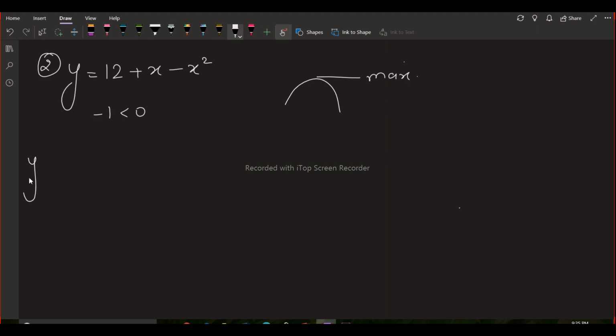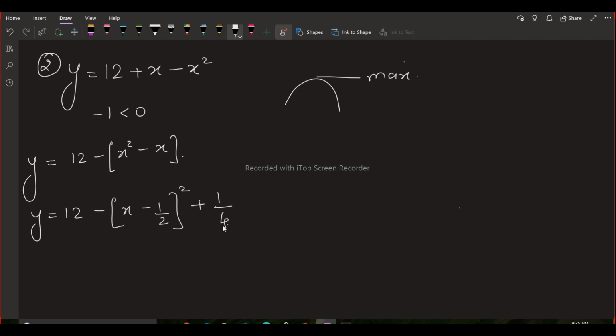So again what you'll do is try to complete the square. I'll write this as 12, and you'll take minus common. So you'll have x square minus x, and let's complete the square. So y is equal to 12 minus, and this would be (x minus half) the whole square. Now you'll have a minus 1 by 4 inside, so you'll write a plus 1 by 4. Now you'll have 12 plus 1 by 4, so this is 12 1 by 4 minus (x minus 1 by 2) the whole square. So now you got the expression.